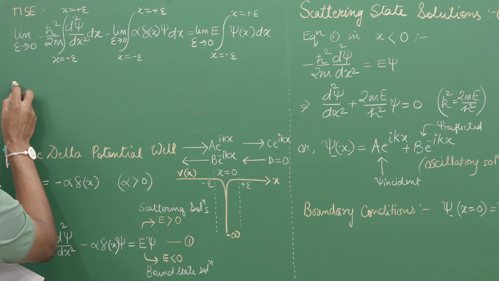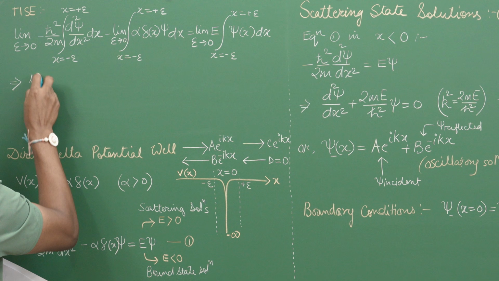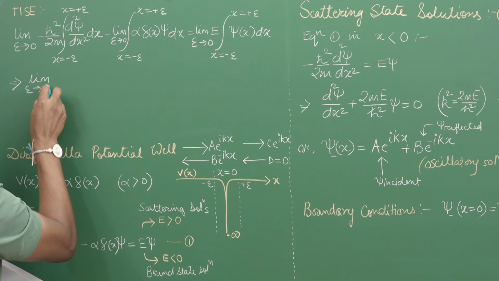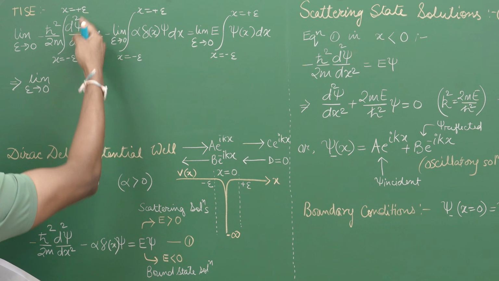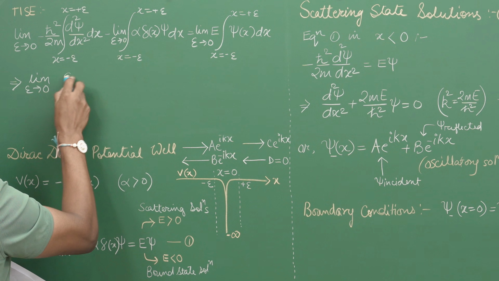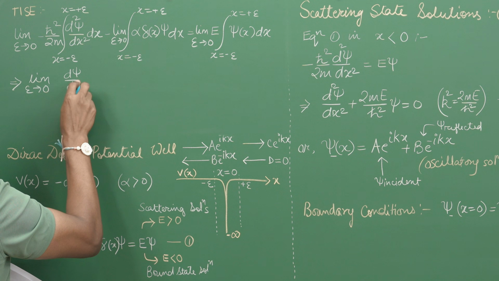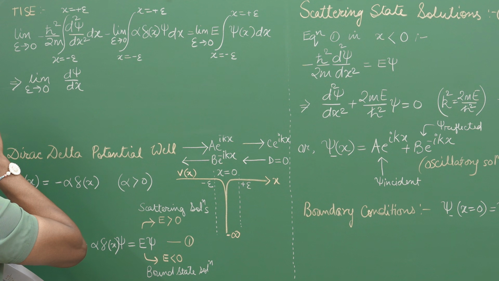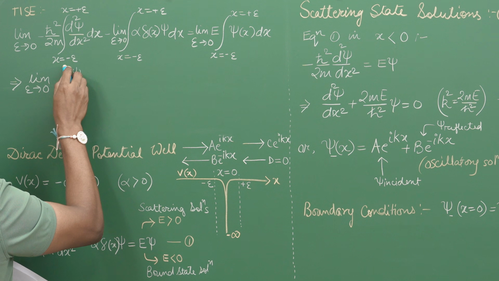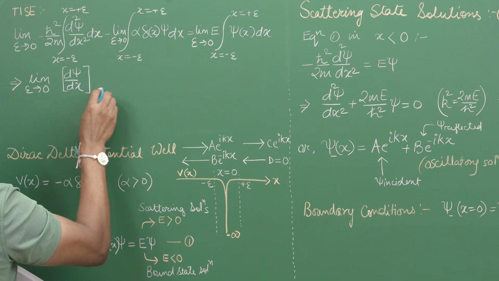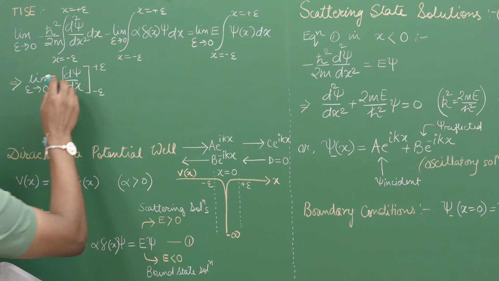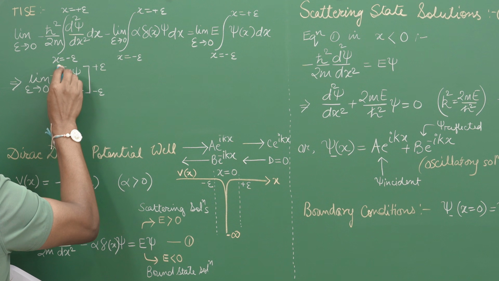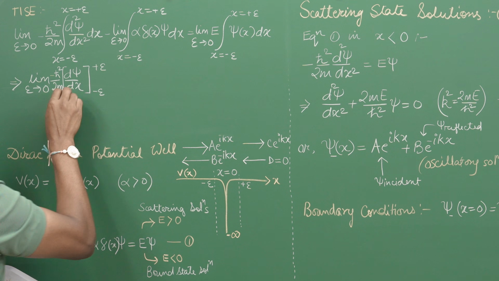So of course, if you look at this particular expression, here we have limit epsilon tends to 0, and because this is an integration of d2 psi upon dx2, which is nothing but d upon dx of d psi upon dx. So essentially this is nothing but d psi upon dx, okay? And then you have the limits of minus epsilon and plus epsilon. Of course, you have the constants here, minus h cross square upon 2m. Let's keep note of that also.